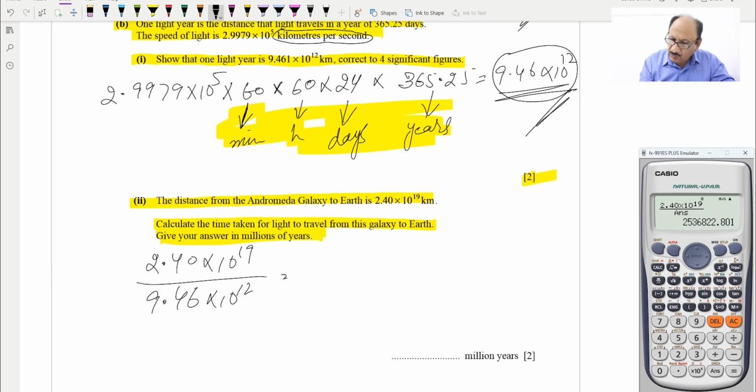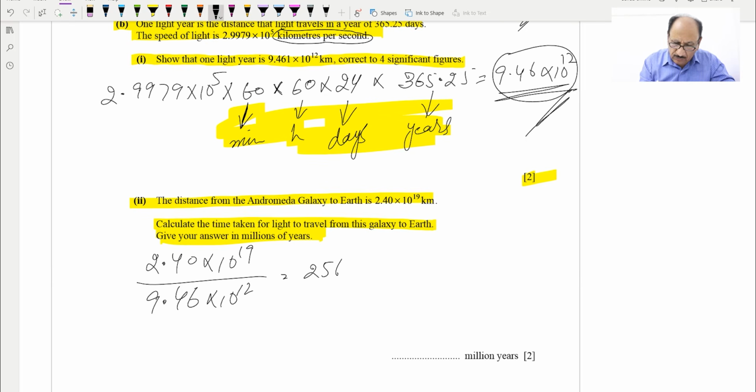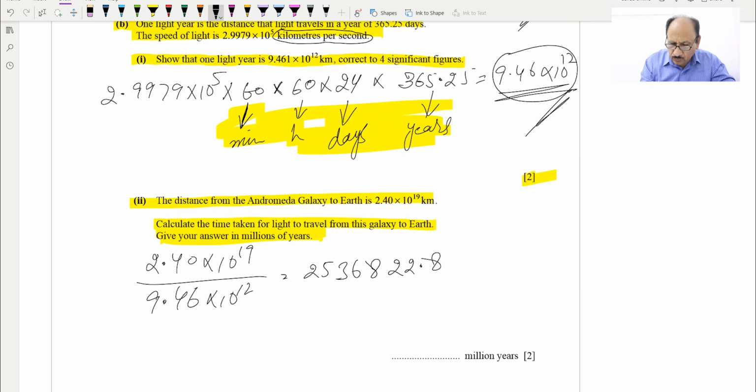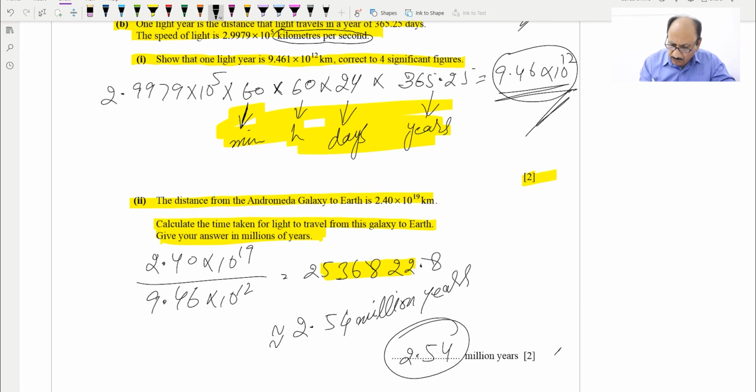The answer will give us 2536, and next is 822.8. If we check, they are saying millions of years, so 6 zeros will be 3 and 3, 6 up to this one. So in millions we can write 2.5 and 4. Rounded one will be this one, million years. So this will be 2.54, our final answer for 2 marks.